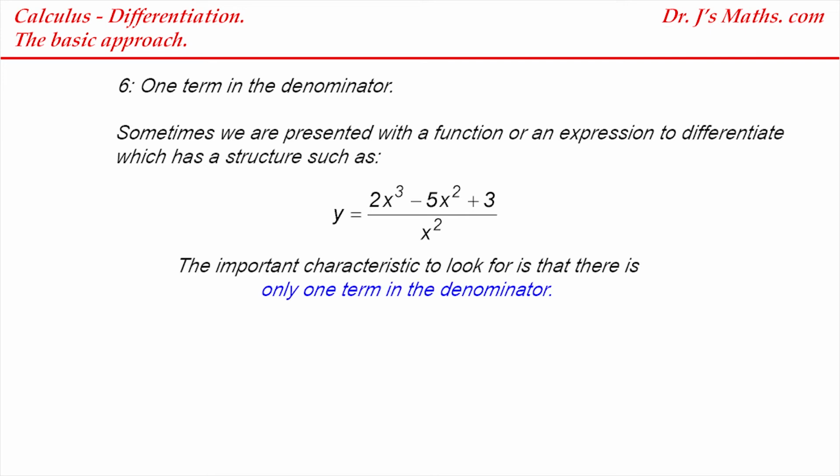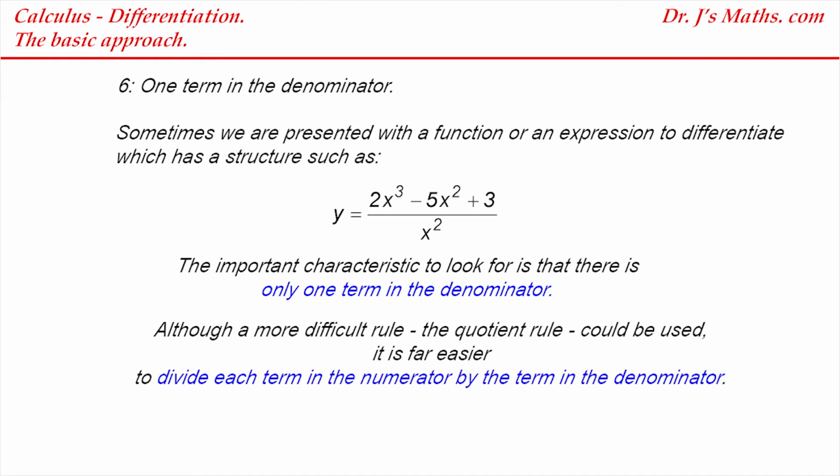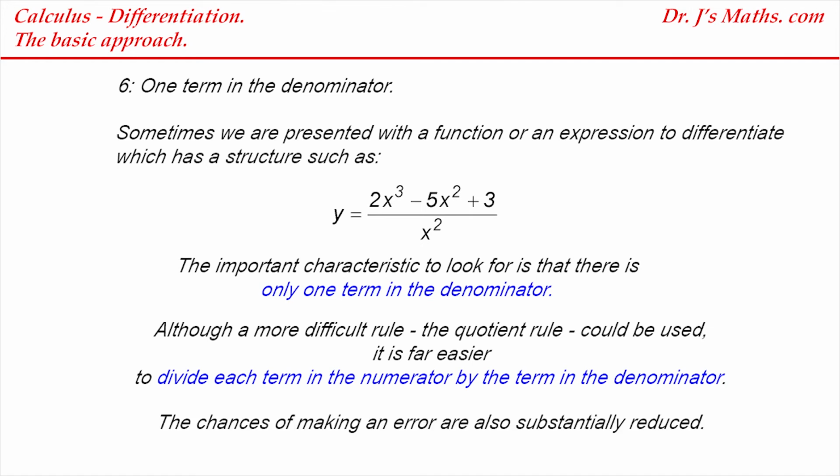The thing to notice here is that there is one x term in the denominator, nothing else, no constants, nothing. It's just an x, and in here it's squared. So that's what we're looking for, one term in the denominator. We could use a thing that we'll come across later on, that's the quotient rule, but that's going to be a lot harder. This is easier, and we're going to divide each term in the numerator by the term in the denominator. The chances of making an error if we use this approach are going to be substantially reduced.